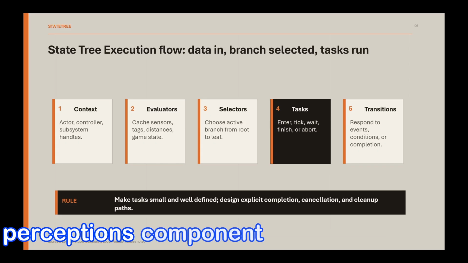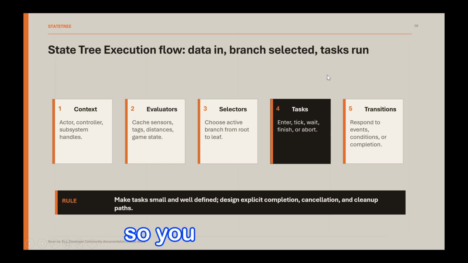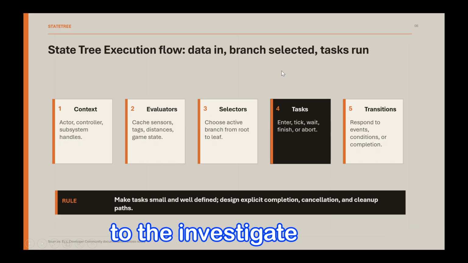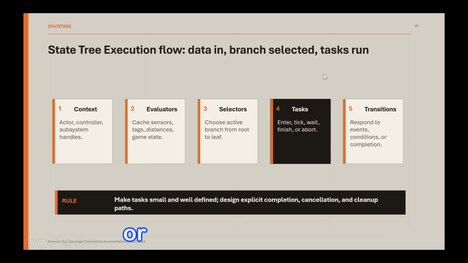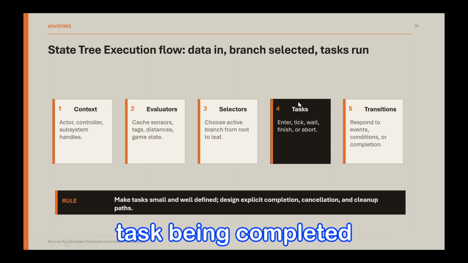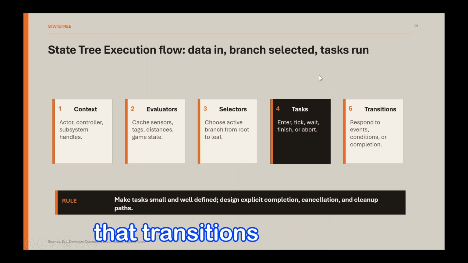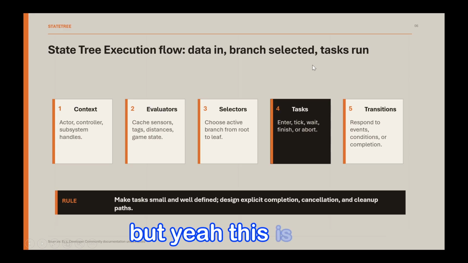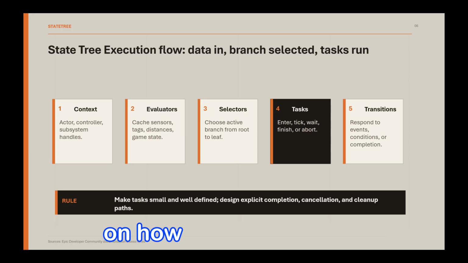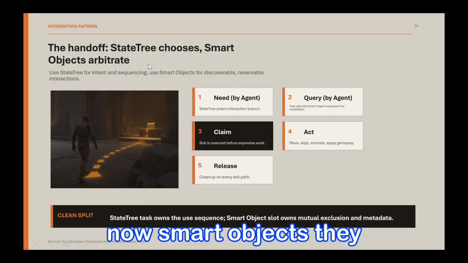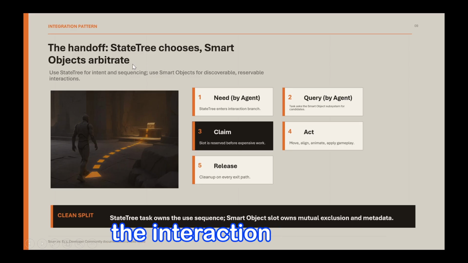the perceptions component has been updated. So let's go to the investigate state or detect state, or it could be on this task being completed as well. There's a lot of ways that transitions happen, but yeah, this is just a general context on how state trees work. Now, smart objects, they have what I call the interaction pattern.